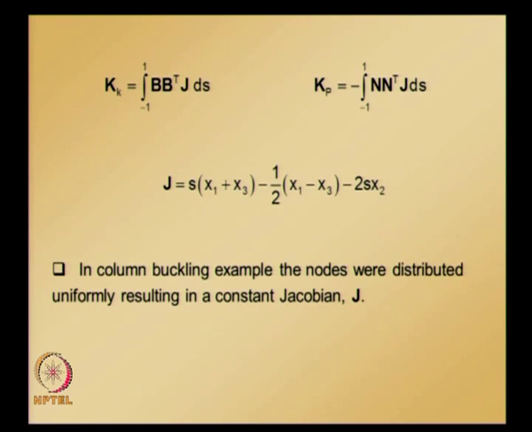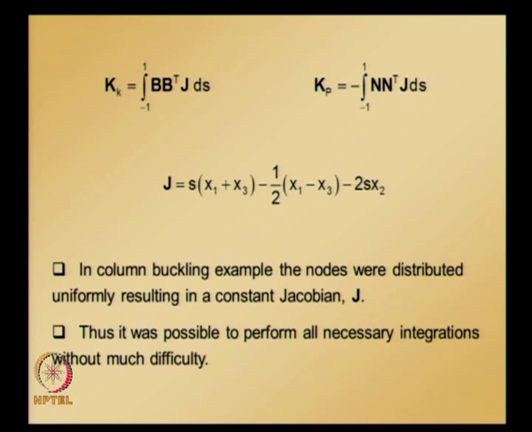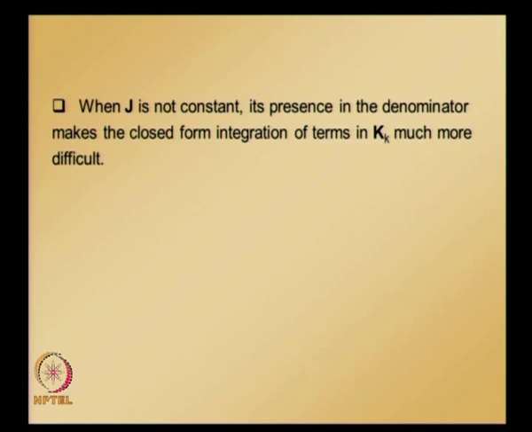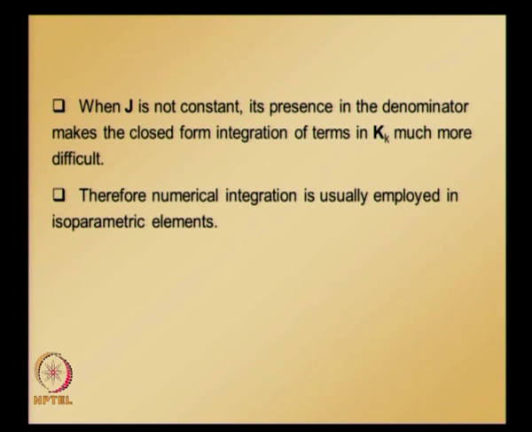In the column buckling example, nodes are distributed uniformly, resulting in constant Jacobian, and thus it was possible to perform all the necessary integrations without much difficulty. The problem arises when J is not constant, or when the integrand becomes complicated. When J is not constant, its presence in the denominator makes closed form integration in terms of Kk much more difficult. Therefore, numerical integration is usually employed in isoparametric elements.